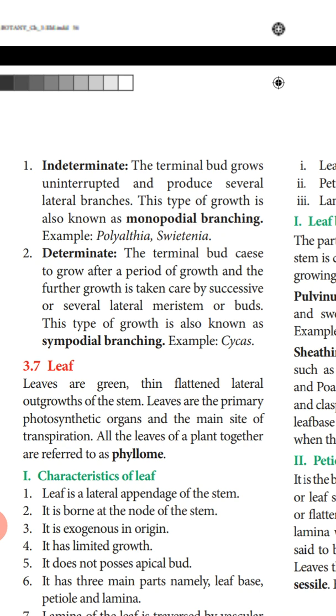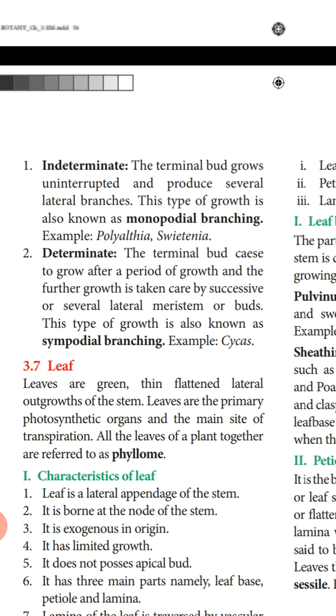Next is determinate branching. The terminal bud ceases to grow after a period of growth, and further growth is taken care of by successive lateral meristems or buds. This type of growth is also known as sympodial branching. So in determinate growth, the terminal bud stops growing after attaining a certain growth. After that, the lateral buds start growing and keep on branching. This is called sympodial branching. An example for this is Cycas.